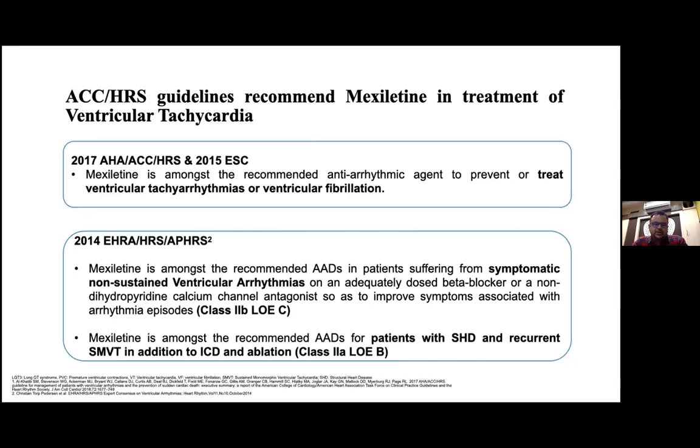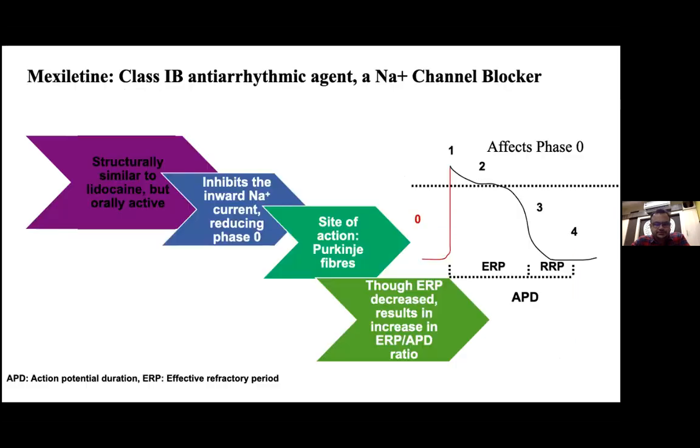And it is an oral congener of lidocaine, and the dose should be properly uptitrated. And mexiletine is among the recommended AEDs for patients with structural heart disease and recurrent monomorphic VT in addition to ICD and ablation. It means the patient who has previously got a scarred myocardium because of the post-MI insult. Now he is having a monomorphic VT. So after catheter ablation, especially, we commonly add this mexiletine as an add-on agent to prevent the recurrent episodes.